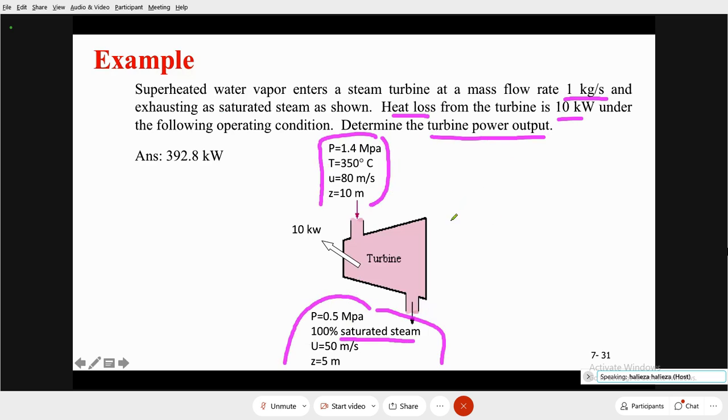How do we do this? What system is it? It's an open system, so we need to use the open system equation. Good. Now you have internal energy. You have the velocity, so you need to calculate the kinetic energy. You have the height, so you need to calculate the potential energy.